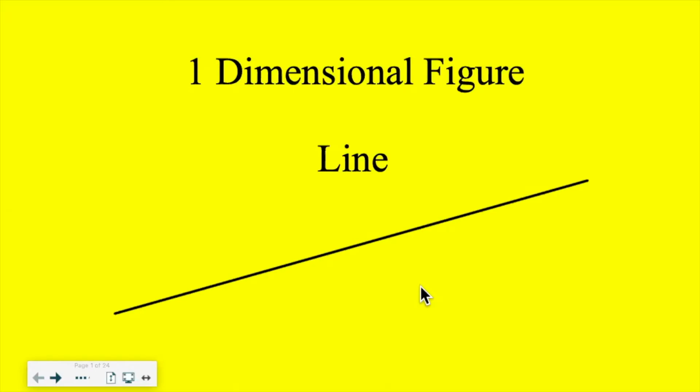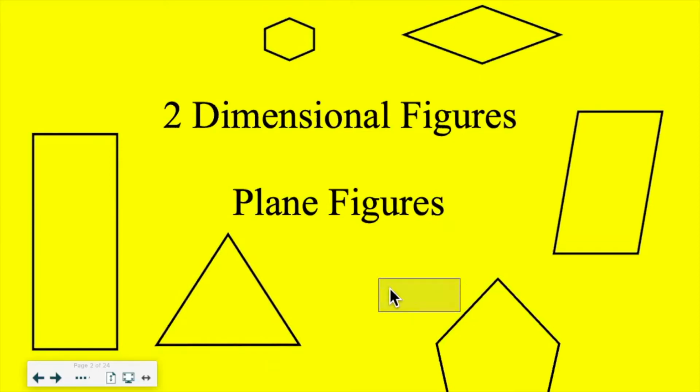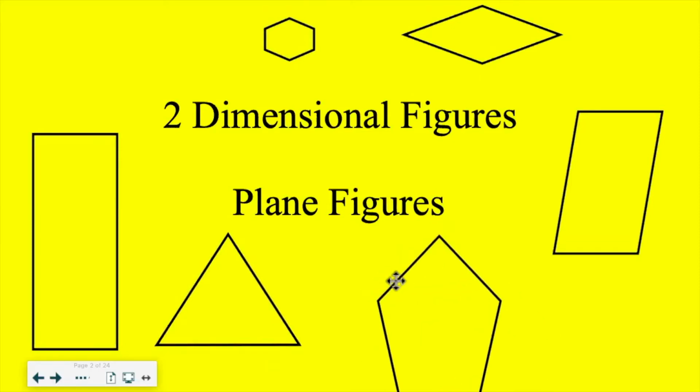We talk about dimensions in figures. When we have a one-dimensional figure, that would refer to a line, because a line can only be measured one way, in its length. A two-dimensional figure would be anything that can be measured in two different directions. These are also referred to as plane figures.